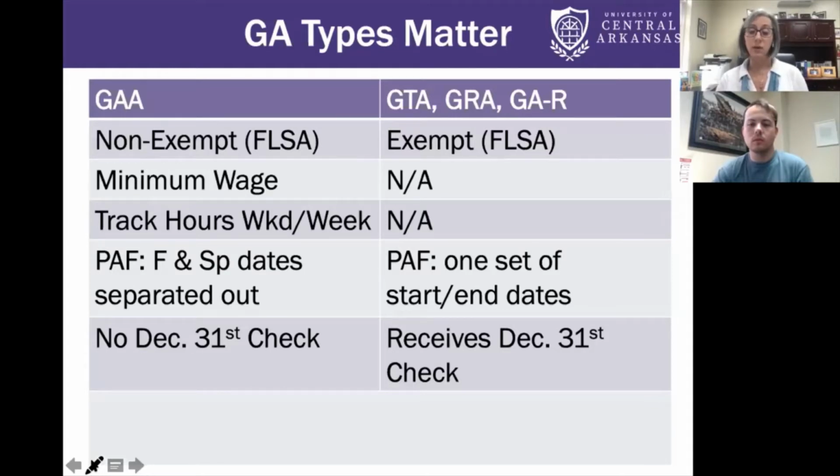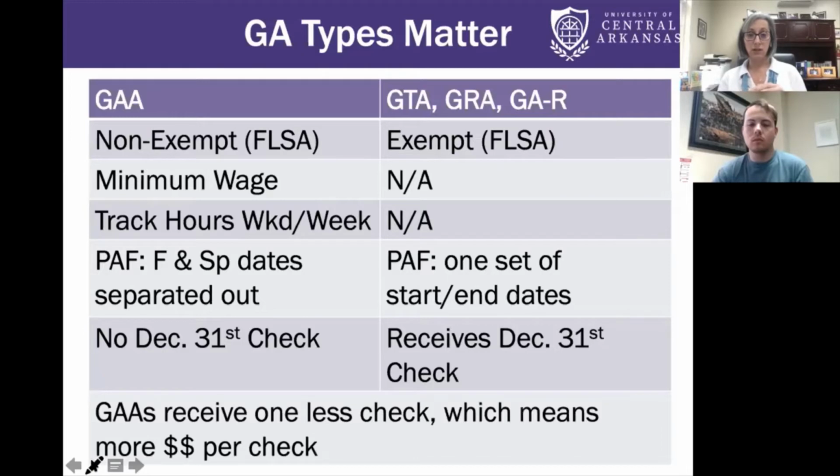So if you have two graduate assistants, one that's a GAA and one that's a GTA, and they're paid the same salary, then what happens is the GAAs will receive one less check, but then all the checks they do get are a little bit larger, right? So imagine they both have the same pot of money that they're earning. It's just that one is spread out in fewer checks, so their checks will be a little bit larger. So all of that is information that needs to be shared with graduate assistants.